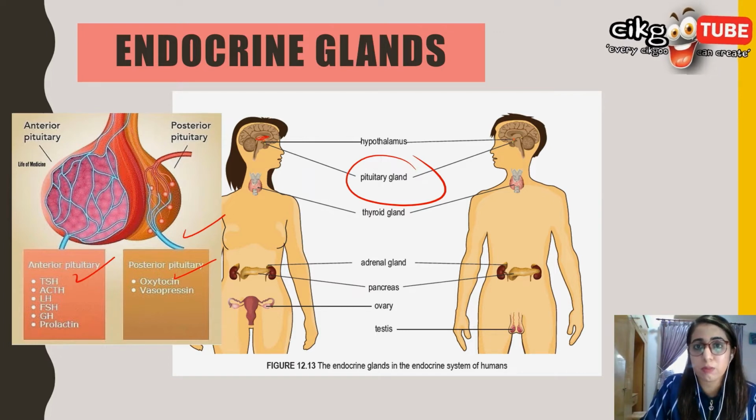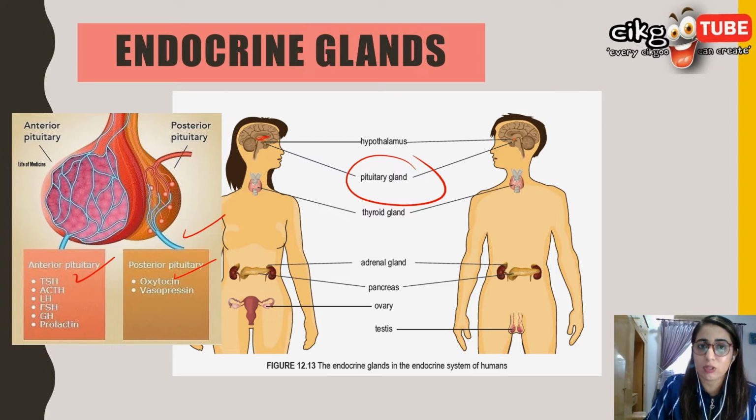It produces both trophic and non-trophic hormones. Trophic hormones control the release of hormones from other glands; examples are thyroid stimulating hormone, TSH, adrenocorticotropic hormone, ACTH, and then we have follicle stimulating hormone, FSH, and luteinizing hormone, LH. The non-trophic hormones are produced by the anterior pituitary gland itself, such as growth hormone and also prolactin.